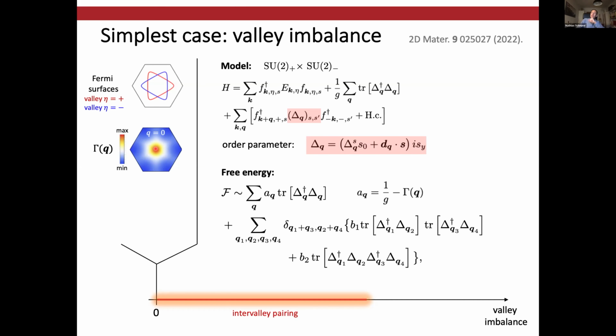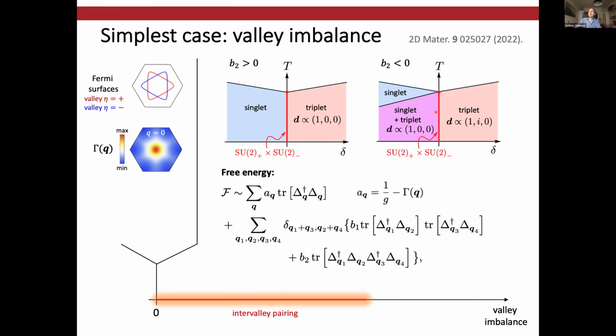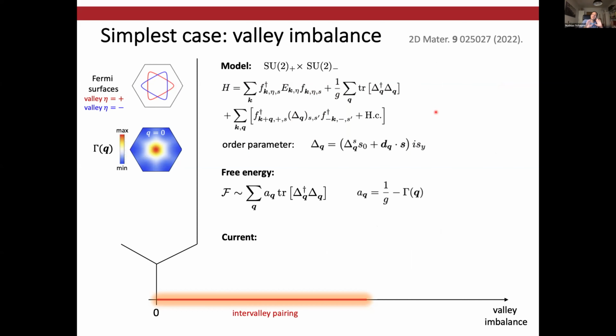Let me just mention that you have to add, of course, in such a description, higher order terms. In this SU(2) cross SU(2) symmetric limit, they look like this. The details are not relevant, just maybe to connect it to something I said earlier, the sign of B2 determines which of these two phase diagrams is realized. But most importantly, we want to get to the diode effect.